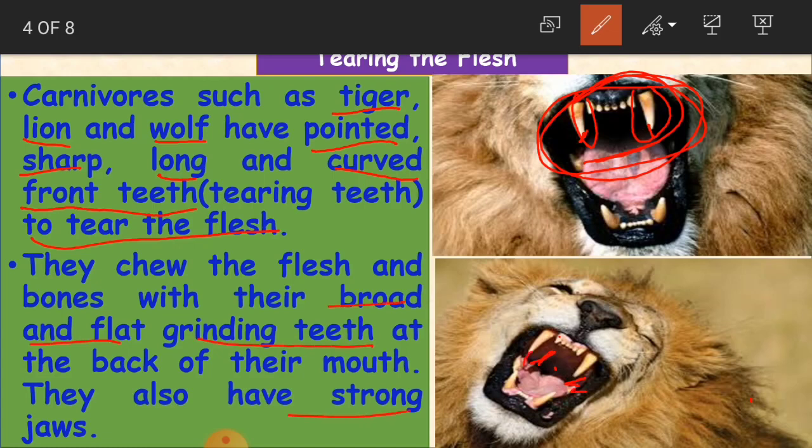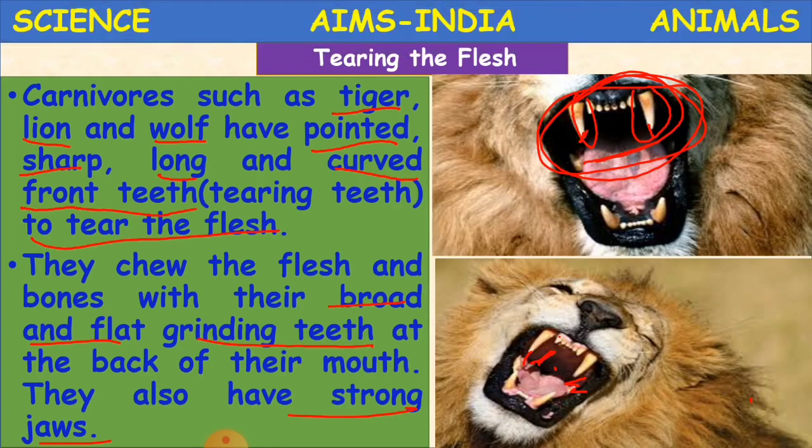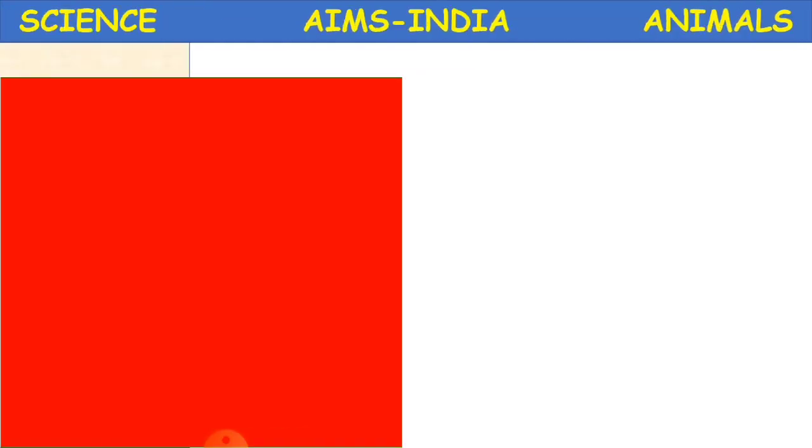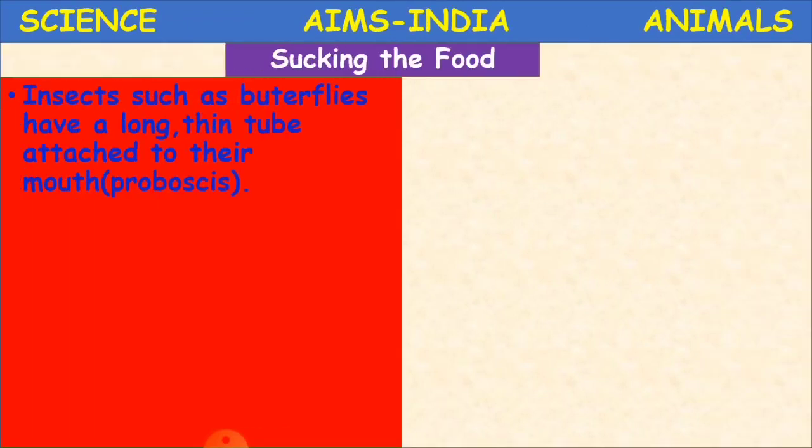They also have strong jaws. Even their jaws are very strong. Why? Because they eat animal flesh. In the sense, it's a very hard food, so they have strong jaws to eat this animal food. Clear, children? Able to understand? Yes, now. So this is how they tear the flesh. Who? Carnivores. Okay, animal-eating only.